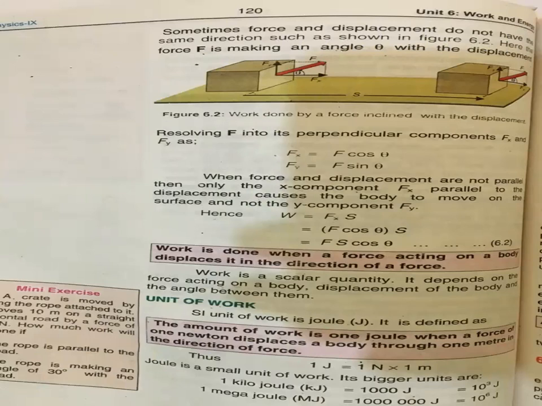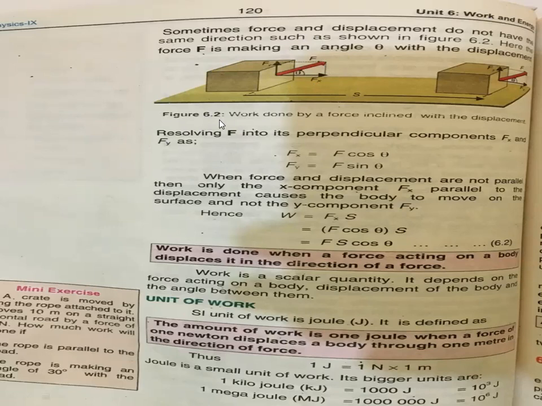with the earth. So whenever the force is making an angle with the earth, it has two components. As we have discussed in our earlier chapter, the force F will be broken into two components. One is called the Fx component, which is the horizontal component of the force, and Fy is the vertical component of the force. So this is the second condition. Sometimes force and displacement do not have the same direction as shown in the figure.